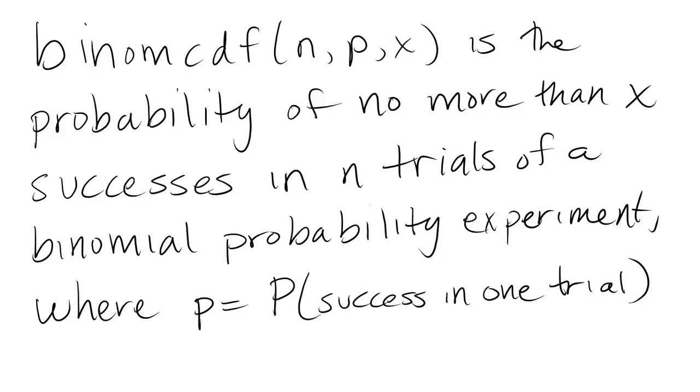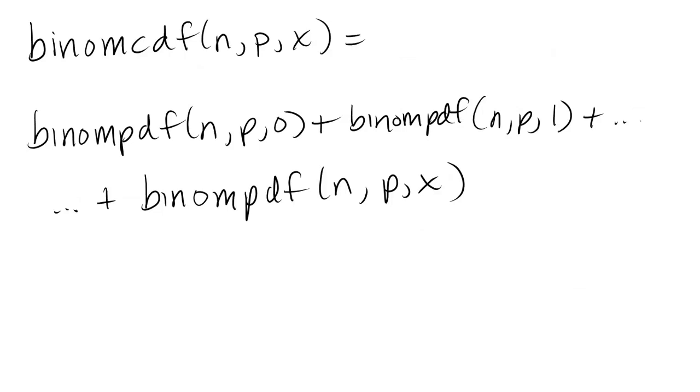Binompdf from the previous video finds the probability of exactly x successes, one case, but Binomcdf will do the probability of no more than x successes, up to and including x successes. Another way to think of this is that Binomcdf is just the sum of a bunch of Binompdfs. If you tell the calculator to do Binomcdf of n, p, x, it will start with Binompdf of n, p, 0, then add on Binompdf of n, p, 1, and it will continue adding those up until you get to wherever you told it to stop. X is where it will stop.